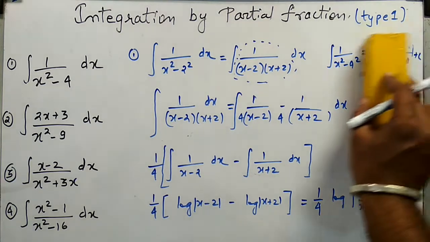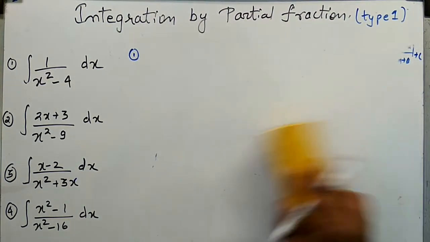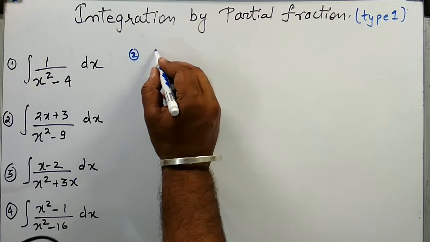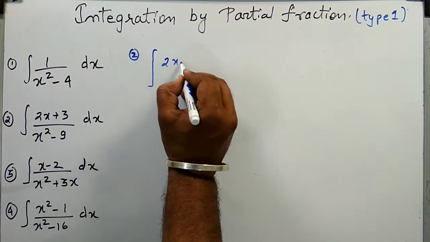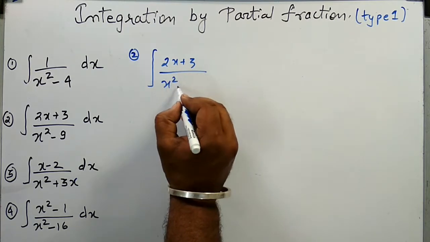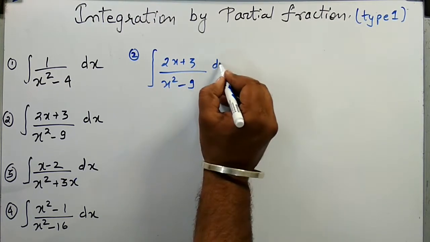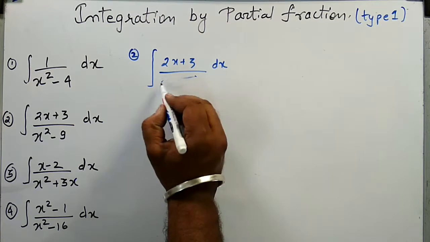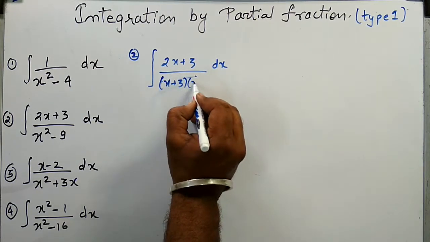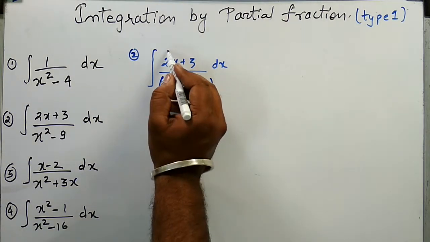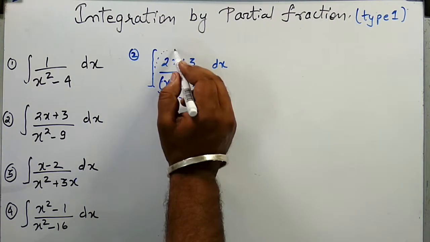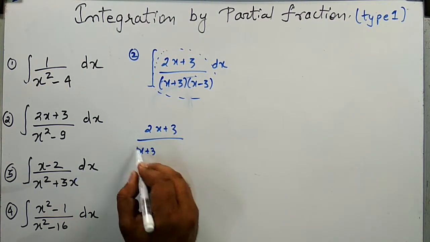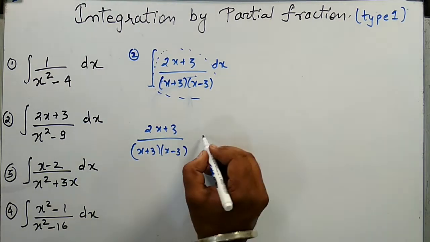Now taking the second example, which we are also going to solve by the use of partial fraction. This is the second example, 2x plus 3 by x square minus 9 dx. 9 can be written as square of 3, and this can be written as x plus 3 into x minus 3. Now we need to find the partial fraction form of this, so I am taking this rational expression for finding the partial fraction of it, and I am doing it quickly.